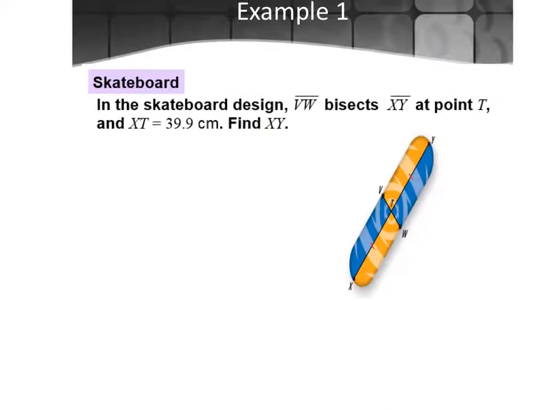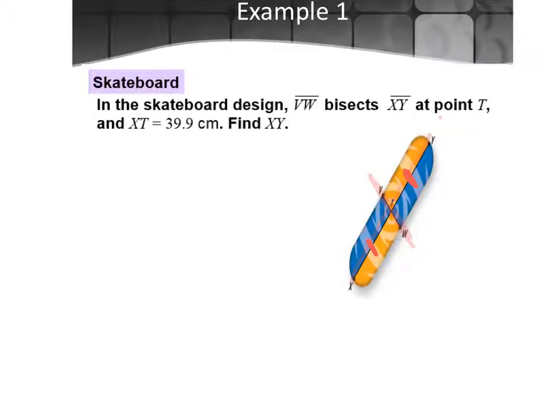We have a picture of a skateboard. Usually the description or the sentence that goes along with your picture is going to be important. And if they don't already have it marked with congruency marks, then I recommend you label it. On my picture there are some little red congruency marks showing that this piece is congruent to this piece, and they're telling us that VW bisects XY, and that's why the red congruency marks are there.